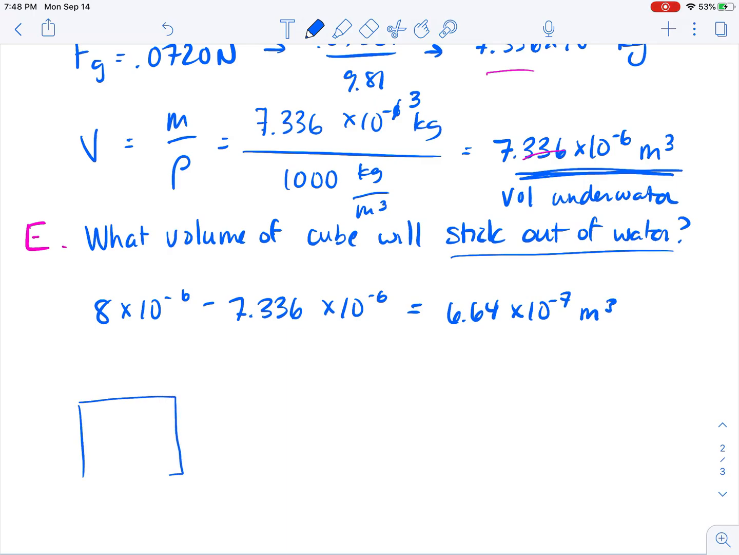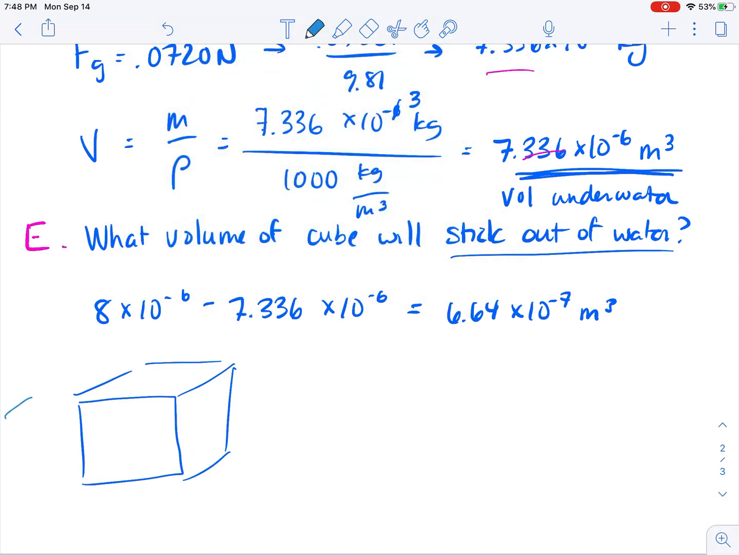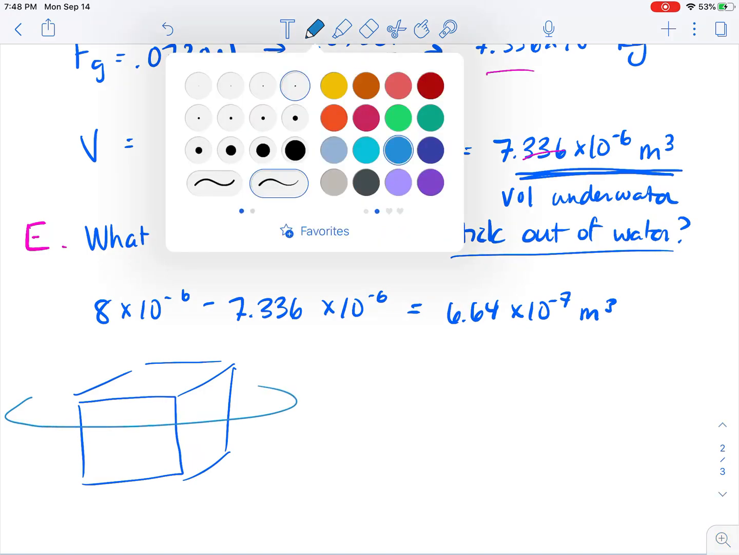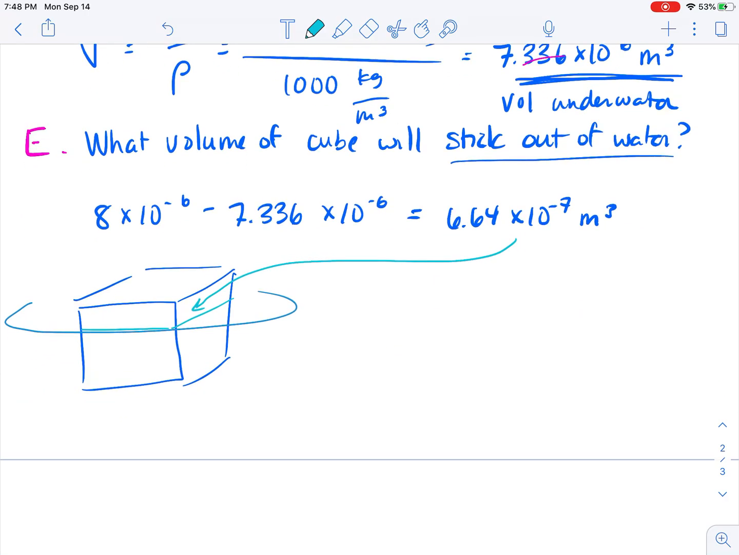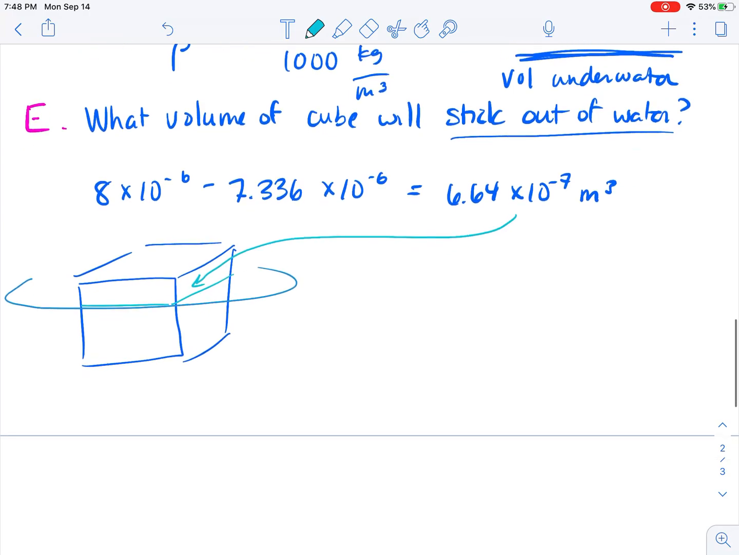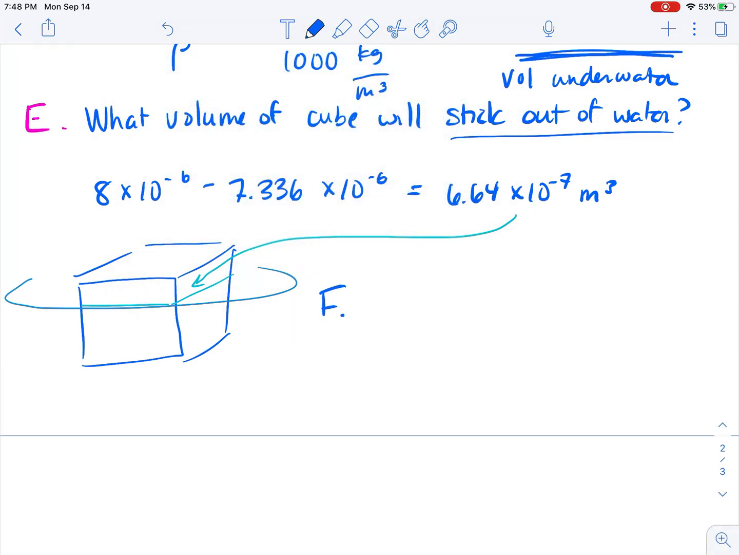So if I were just going to try to sketch that, there's the cube. There's my water line, just to kind of give me an idea. And I just determined how much is sticking out above the water. Finally, what we can do is we can figure out the height above the water. Let's figure out how high does the cube project.